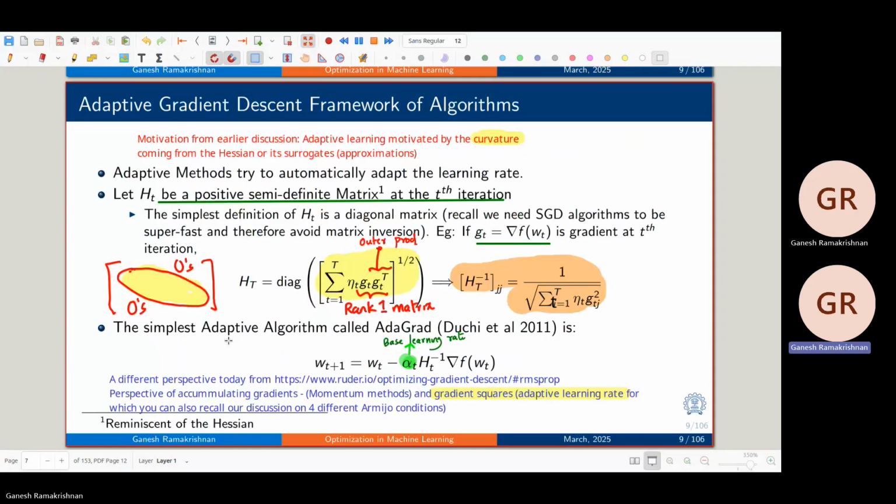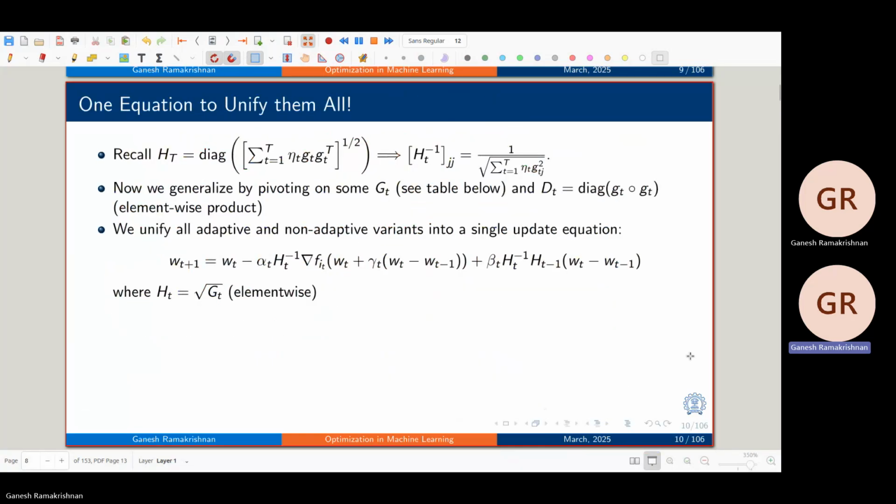Okay, so a nice perspective on what it means to accumulate gradients. And this also should remind you of, again, our RM conditions discussions, right? Sufficient decrease condition. So all these perspectives will come out, not necessarily for Adagrad, it will come up for all the other algorithms as well. Okay. So you can see that some desirables are being brought back.